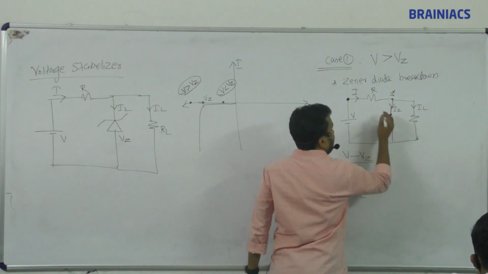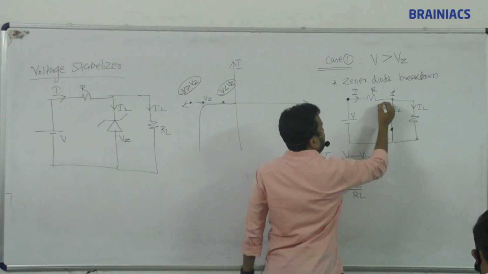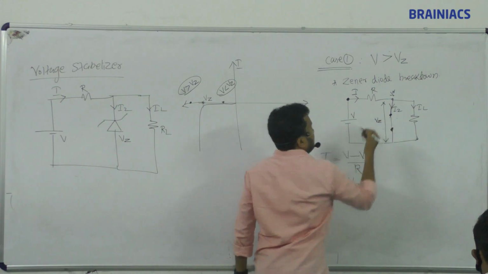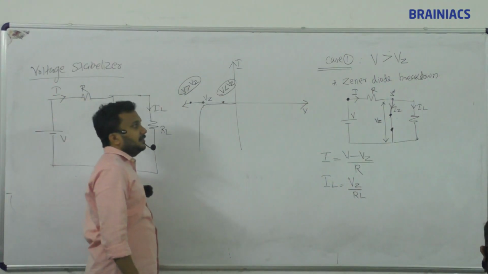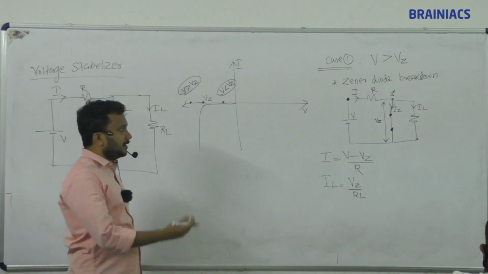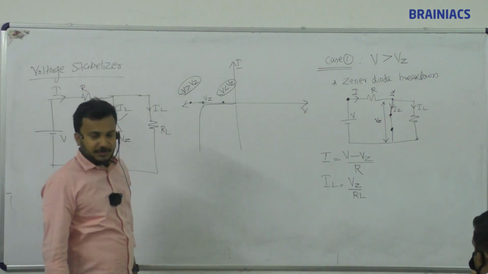So let me mark it like this: this voltage is called Vz. The Zener short circuits and passes current, and the voltage that appears there is the Zener voltage.